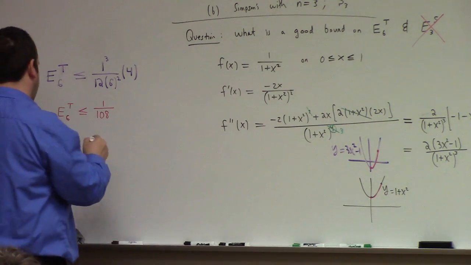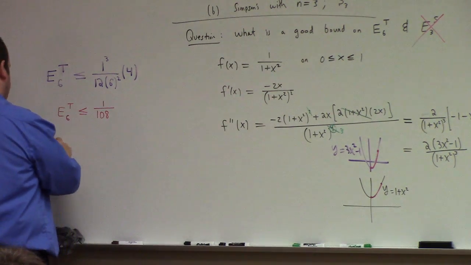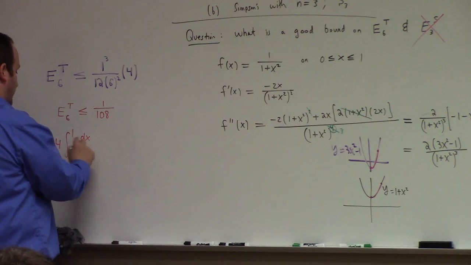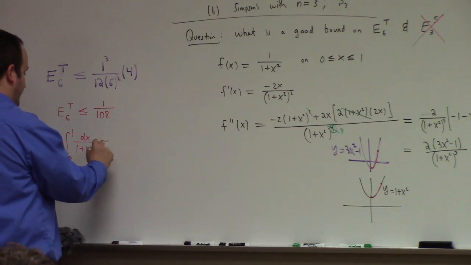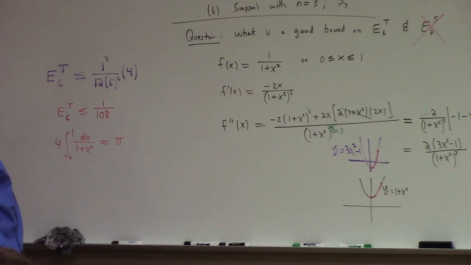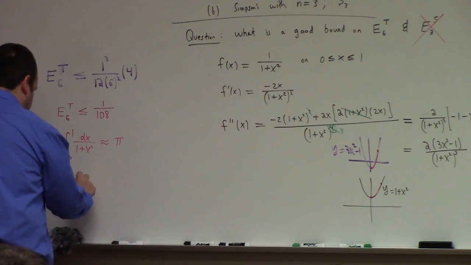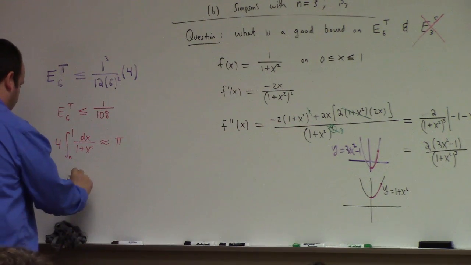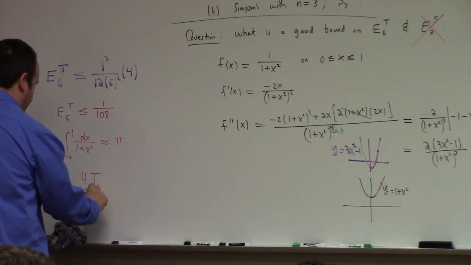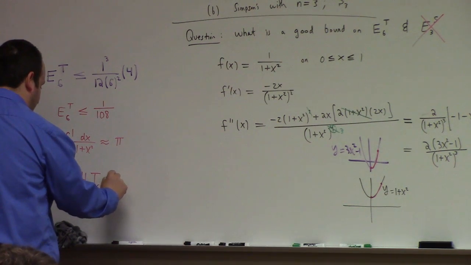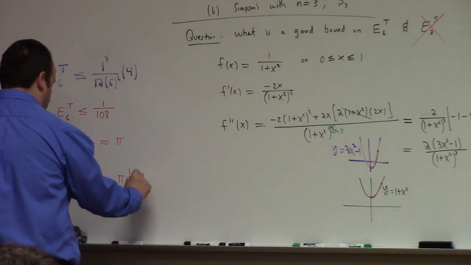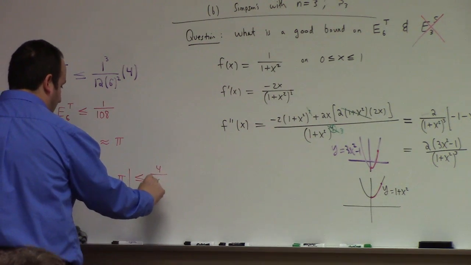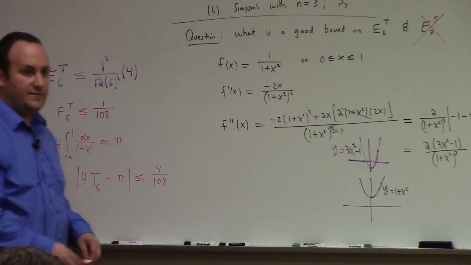So let's see here. If we look at that, then these things are multiplicative. So if I do 4 times the integral, right? 4 times the integral from 0 to 1 of dx over 1 plus x squared, this should be approximately equal to pi, right? So I think that this would imply that the error, if I do 4 times the trapezoid rule of order 6 for this integral, that minus pi should be what? Less than, the error should be less than 4 over 108, if I've thought through this correctly.